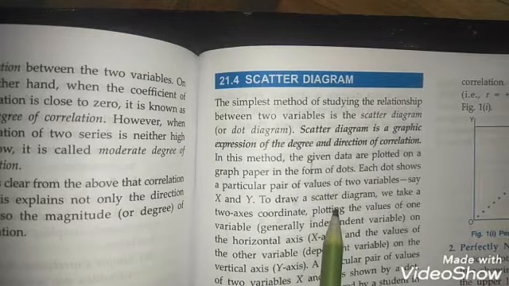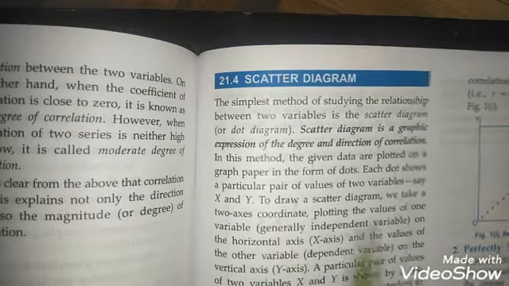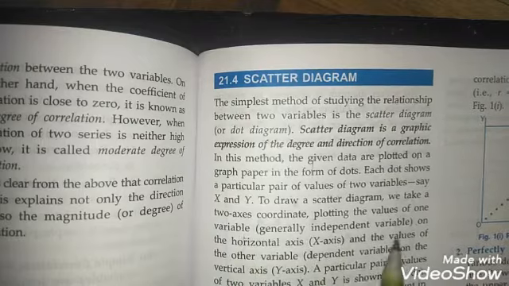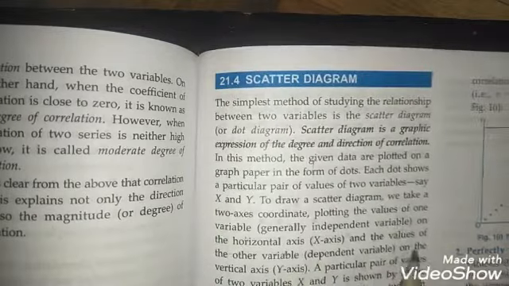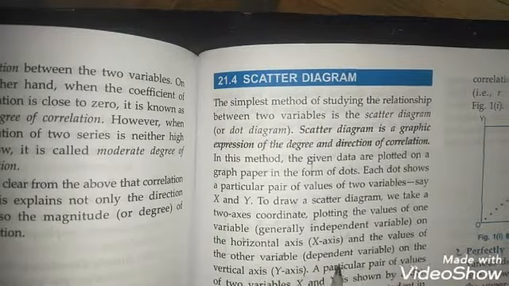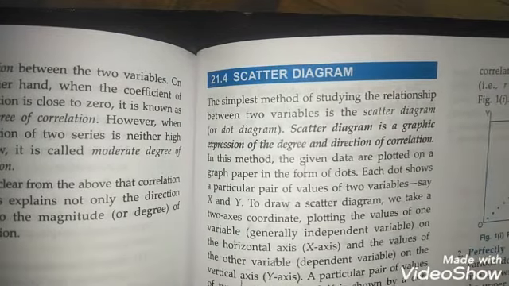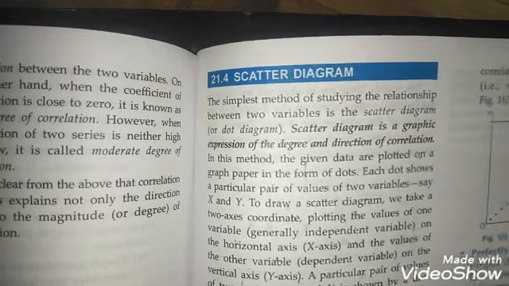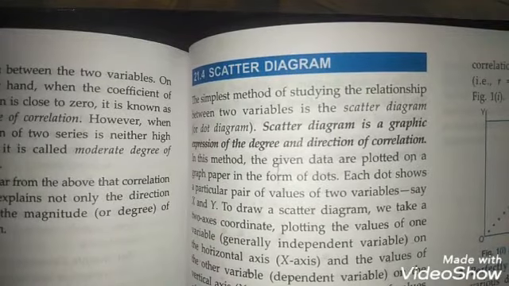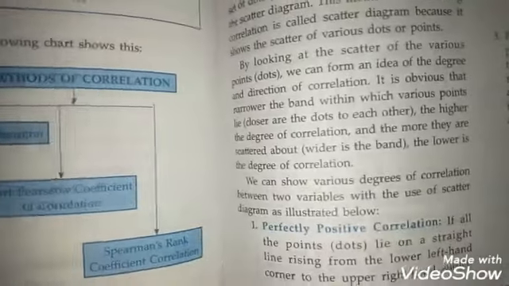To draw a scatter diagram, we take two axes, the x-axis and the y-axis, plotting the values of one variable, generally the independent variable, on the horizontal axis, that is the x-axis, and the values of the other variable, the dependent variable, on the vertical axis or y-axis. So, a particular pair of values of two variables, x and y, is shown by a dot. We can show various degrees of correlation between two variables with the use of a scatter diagram as illustrated below.